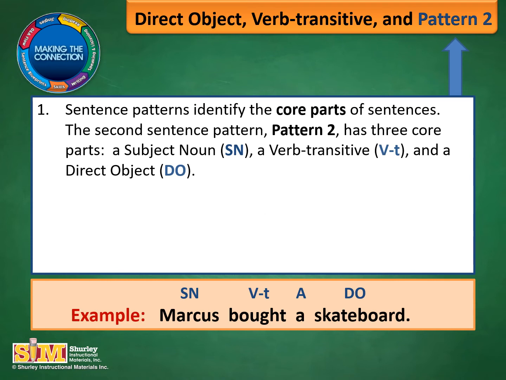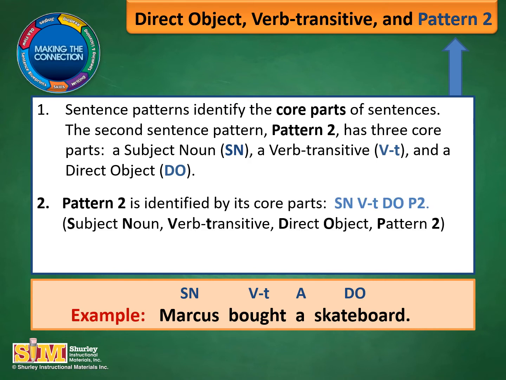Now let's focus on exactly what students need to know and understand about Pattern 2. Sentence patterns identify the core parts of sentences. The second sentence pattern, Pattern 2, has 3 core parts: a subject noun, a verb transitive, and a direct object. When a Pattern 2 sentence is classified, students will use these abbreviations to label it as they say, subject noun, verb transitive, direct object, Pattern 2.